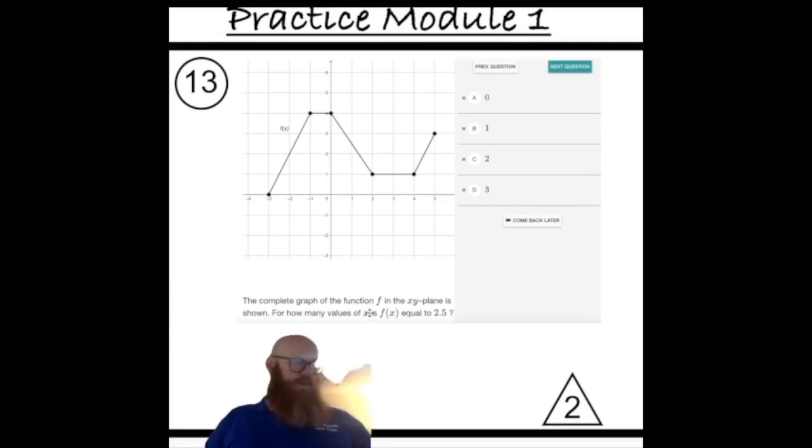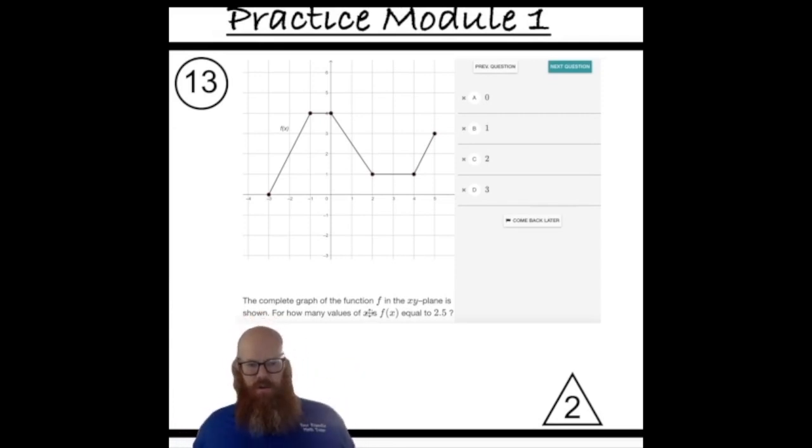Okay, number 13, we have a graph here, and it wants to know for how many values is it equal to 2.5. All right, so we talked earlier about input and output. Now they're giving us the output. So an output is a y value, which is 2.5 is right here.